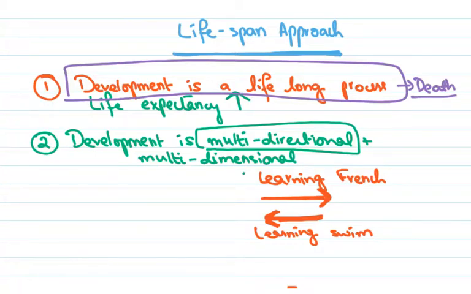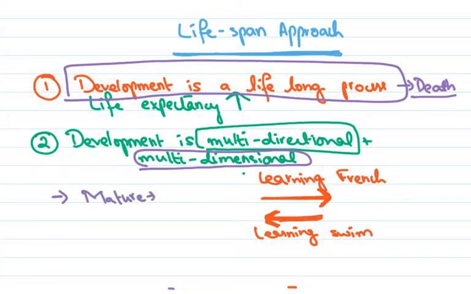The other assumption is that it is multidimensional. What does multidimensional mean? Multidimensional means that there are different dimensions to development. So as you're growing, you might be becoming more mature, right? In the sense that you might be able to tackle emotions better. So basically, you might have better control of your anger, let's suppose, right?